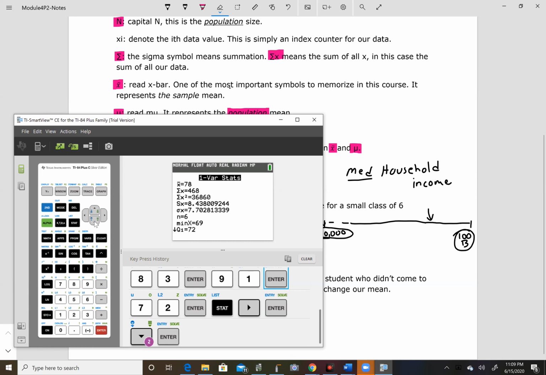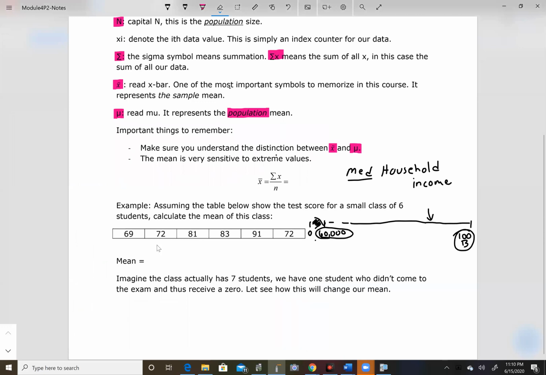Then we have our minimum value is 69, our quartile 1. Again, we'll get to this later. Our median, 76.5. That's on the next page. Quartile 3, and max. So when you do one variable stats, you get a lot of information back. Okay, and that's why I wanted to show you that. So finding the mean gave us 78 for this data here.